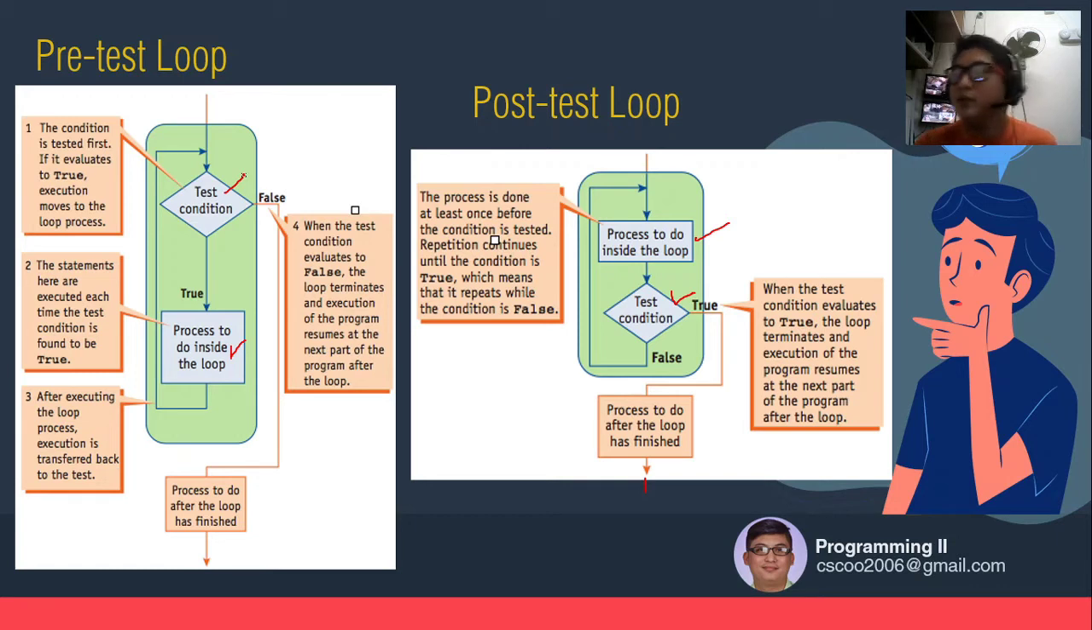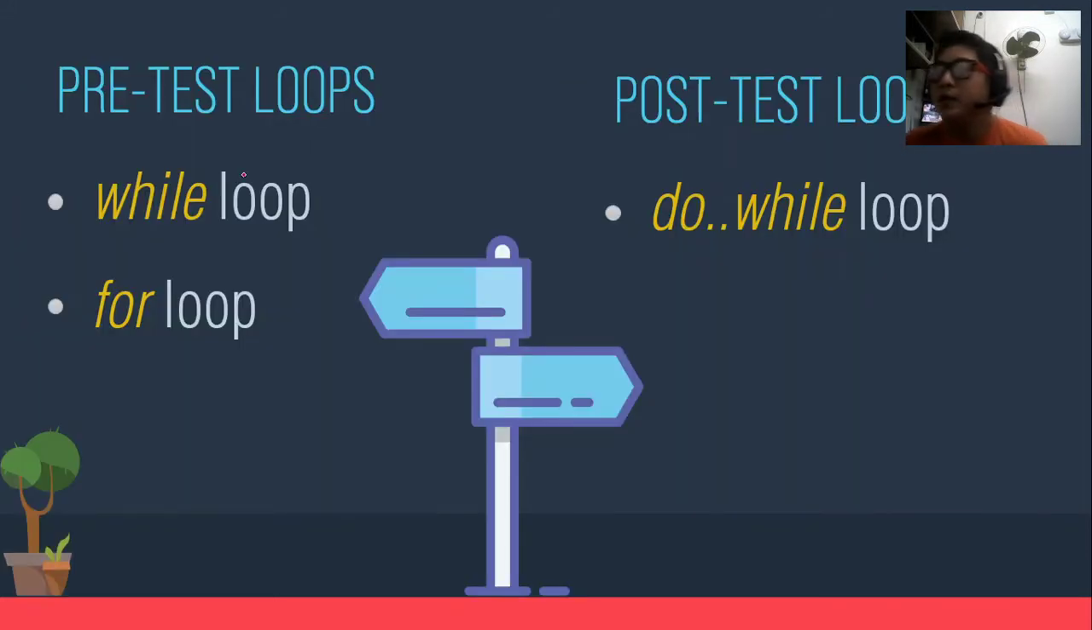So let us explore structures that apply the two types of loop. Okay, so in pre-test loops we have the while loop and the for loop, while in post-test loops we have do while. Notice in the do while you need to do first before checking the condition.